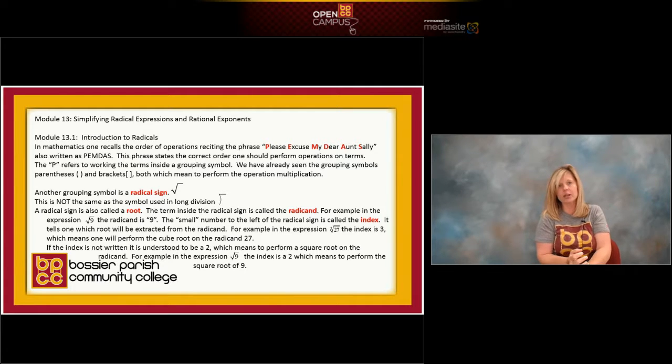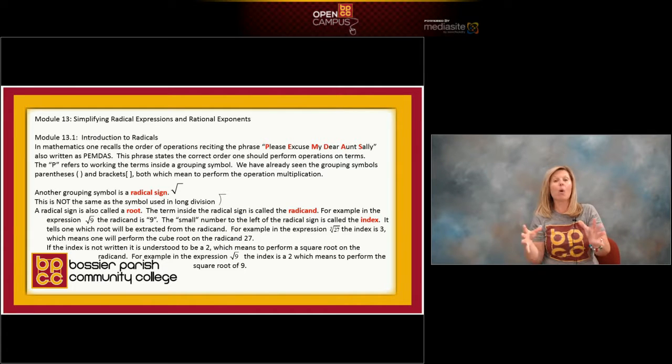Now, the first thing I want you to note is do not get it confused with the long division symbol from third grade mathematics. Again, if you look at the PowerPoint, the long division symbol from third grade was not a check mark. It was a curve. So I do not want you to get confused. Do not think a radical sign means to do division, because it does not. It's a totally different symbol.